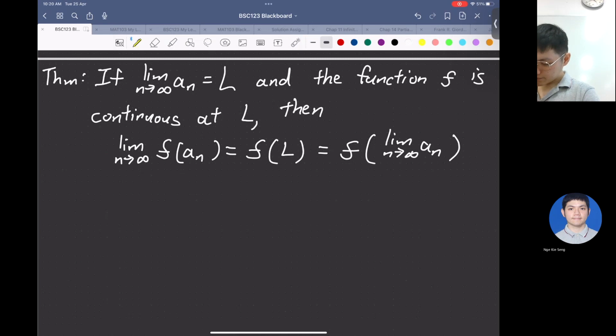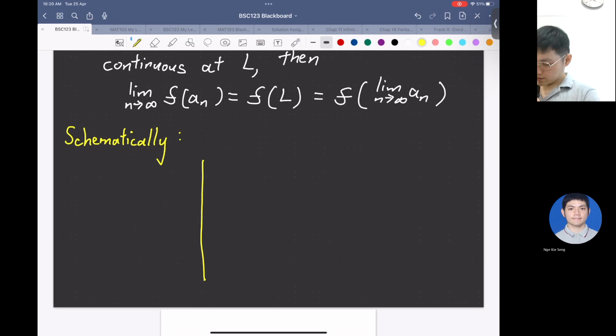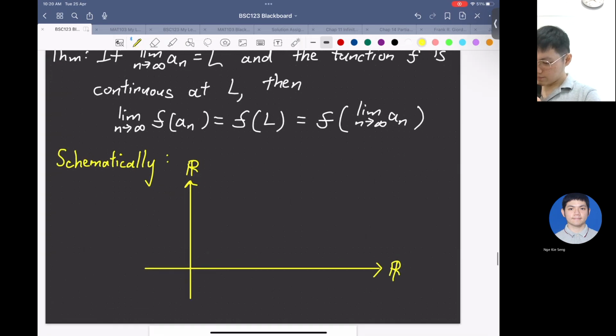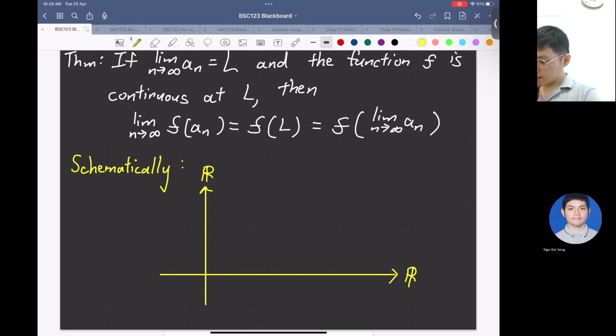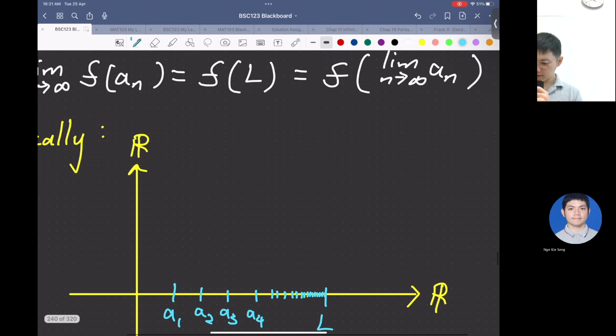So how does this look? Let's plot a graph. We will always be plotting a graph for this. We start with a_n, both of them are R. So a_1, a_2, a_3, a_4, and so on. It goes closer, closer, closer, and closer to a point. Call it L. Everyone see this? So this is the first condition.